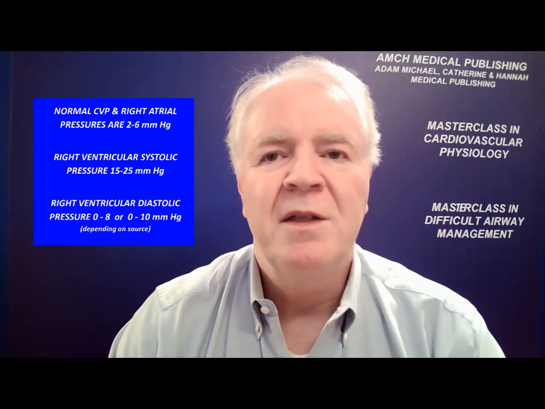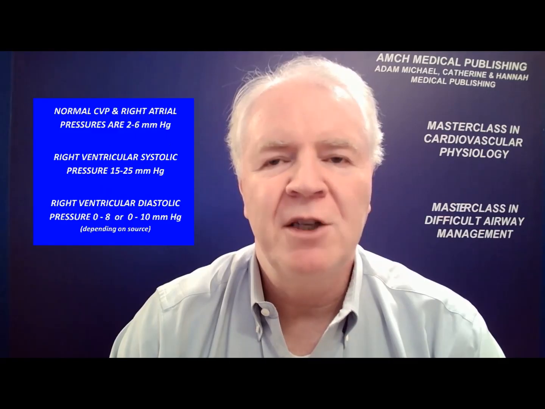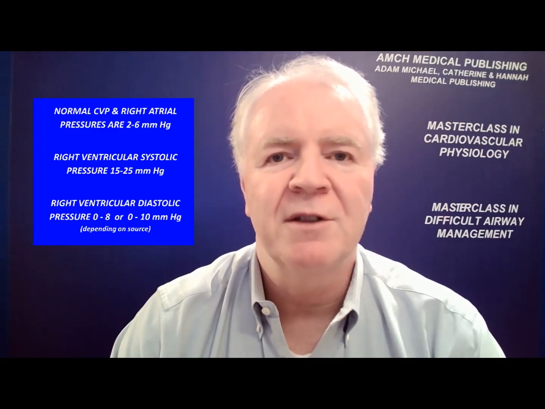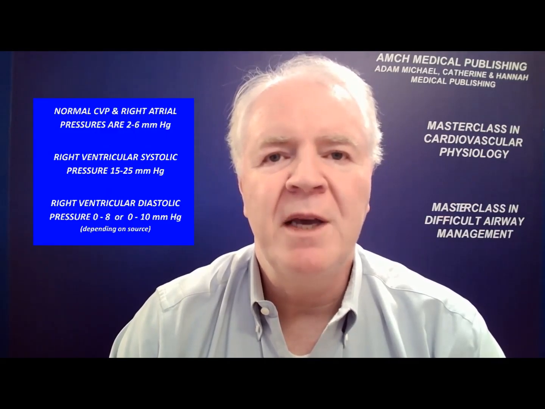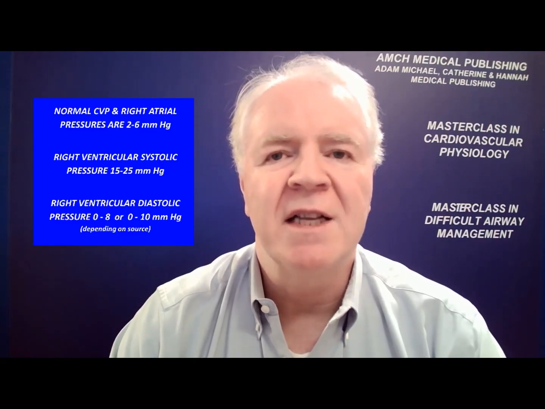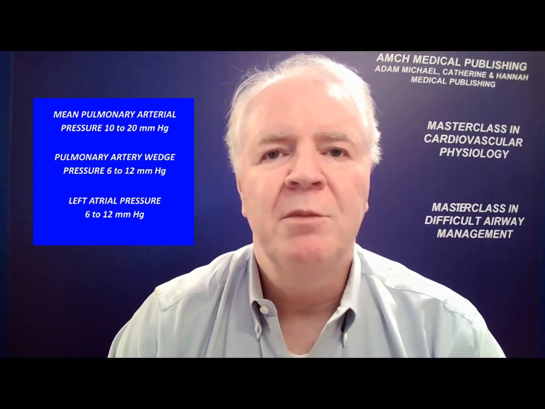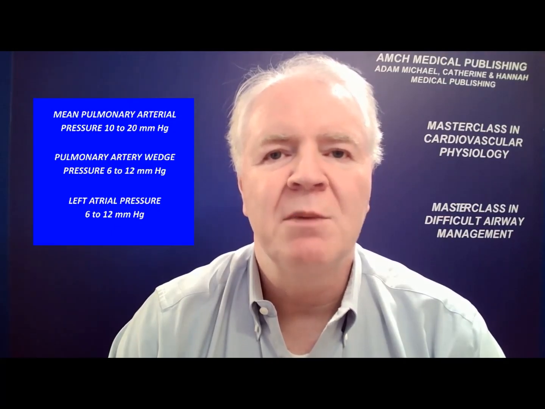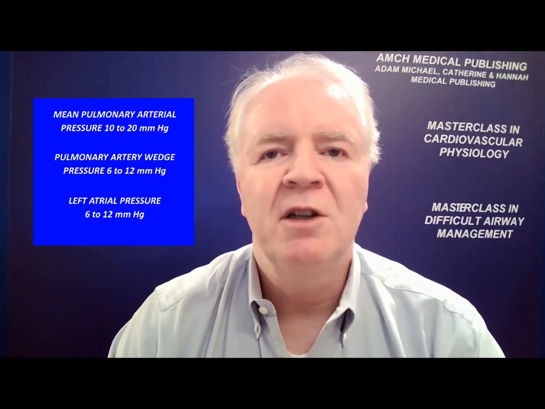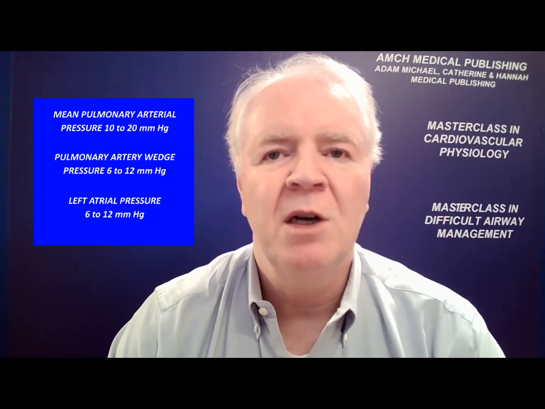Now remember, this is for a hospital population of patients. These are the patients you will be looking after. Normal CVP and right atrial pressures are 2 to 6 millimeters of mercury. Right ventricular systolic pressure is 15 to 25 millimeters of mercury, and right ventricular diastolic pressure is 0 to 8. And mean pulmonary arterial pressure is between 10 and 20 millimeters of mercury. Pulmonary arterial wedge pressure is between 6 and 12 millimeters of mercury. Left atrial pressure, 6 to 12 millimeters of mercury.